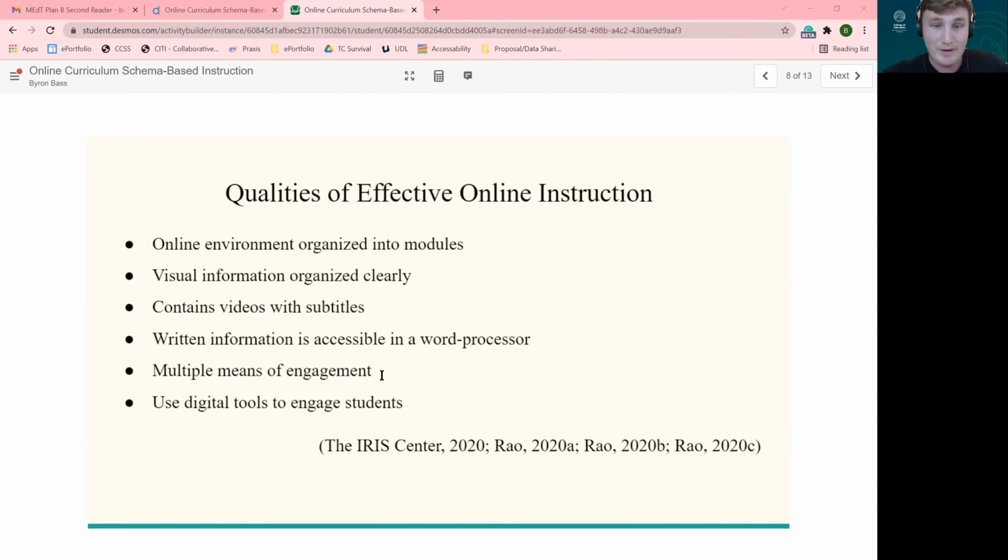So when I created my online curriculum, this is basically for adapting schema-based instruction to online instruction. This is something that I had to do. So I had to think about what are the qualities of online instruction? And this might be relevant to you because we're in uncertain times, and who knows if we're ever going to go back to online instruction. And some of you may currently be using it, I don't know, right?